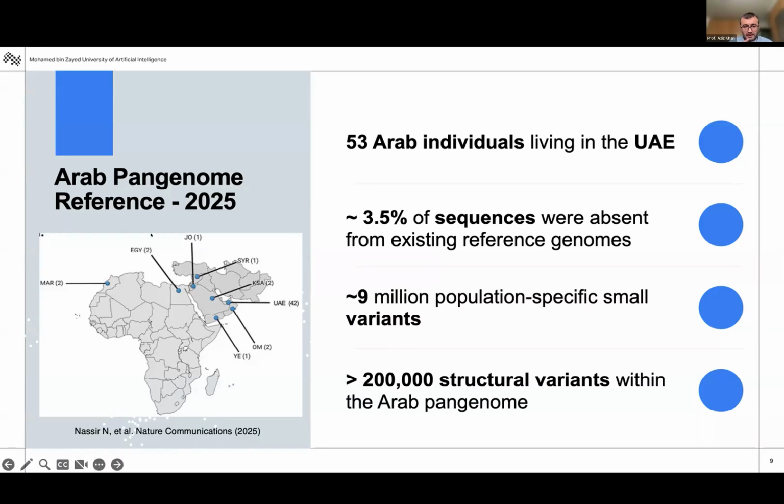You could see on the left side the map shows that the majority of these individuals are from the UAE, and the rest are also living in the UAE. And they found 3.5% of sequences were absent from the existing reference genome, including the pan-reference genome, and they found 9 billion population-specific small variants and around 200,000 structural variants in the Arab pan-reference genome.